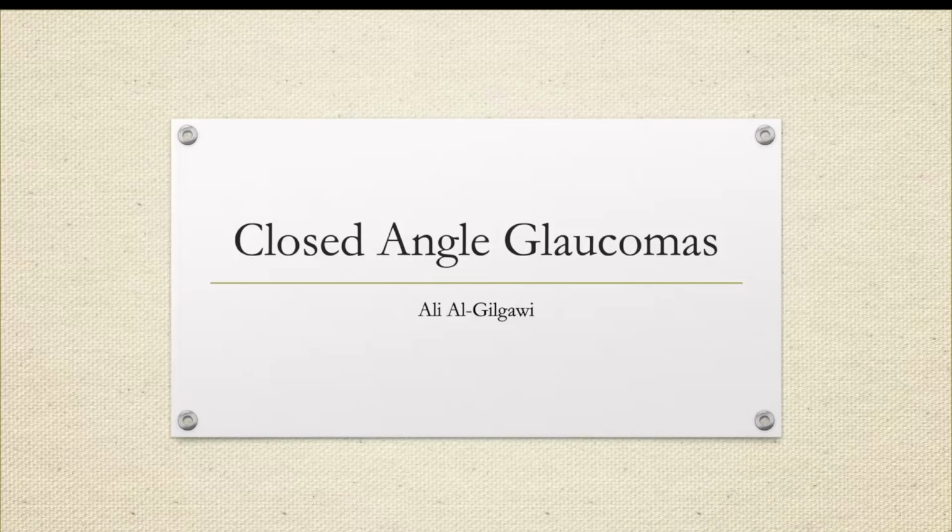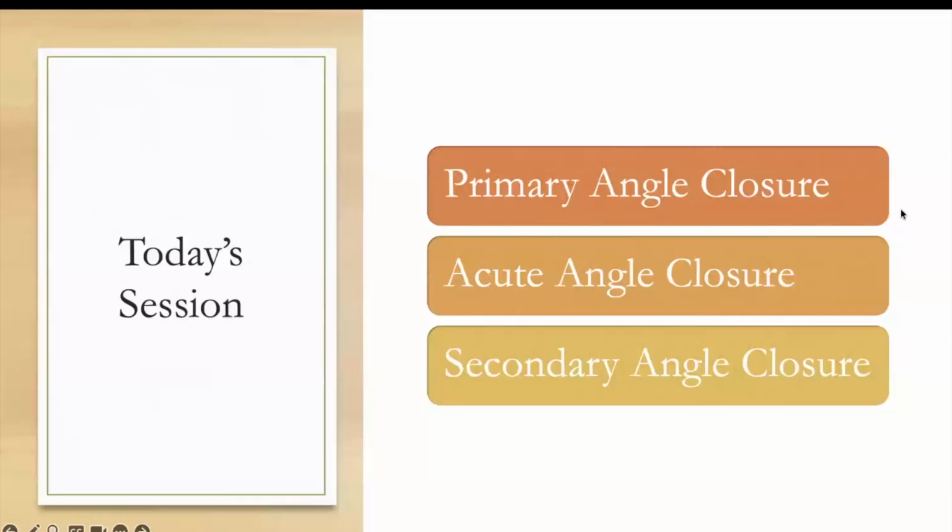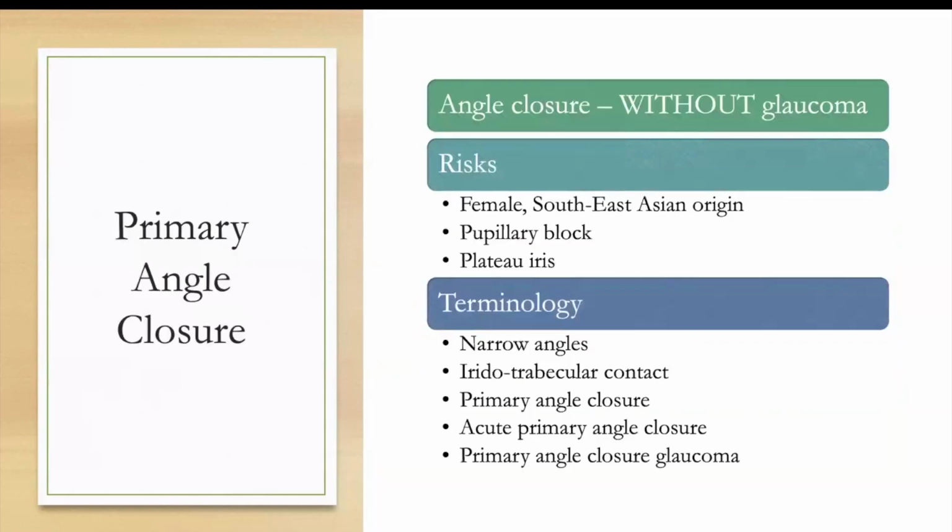So we're continuing on with our tutorials on glaucoma, and today I wanted to focus on closed angle glaucomas. We'll be discussing mainly today primary angle closure. We'll touch on acute angle closure as well and its management, and then also go on to talk about some secondary angle closure syndromes, and what sort of things can lead to a closed angle, and then in effect a high pressure.